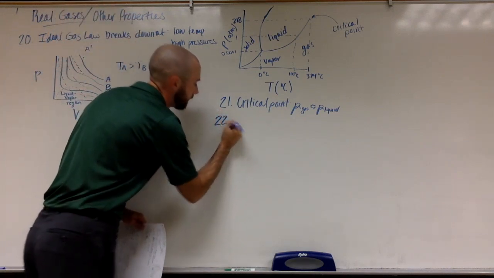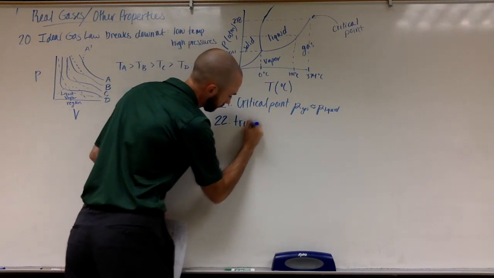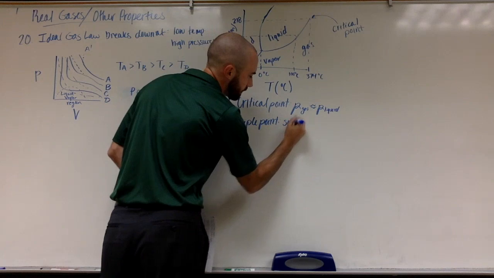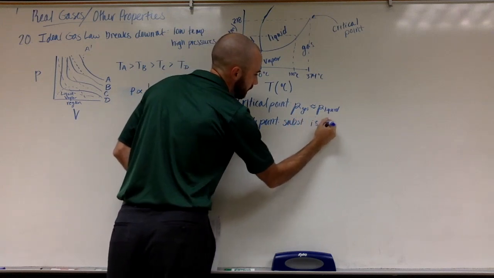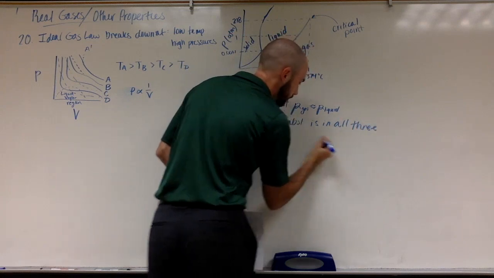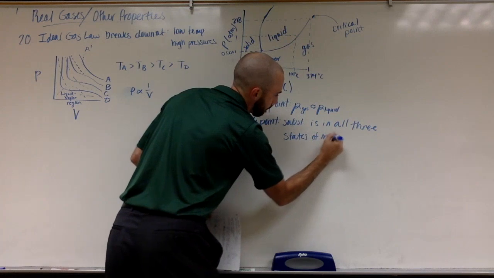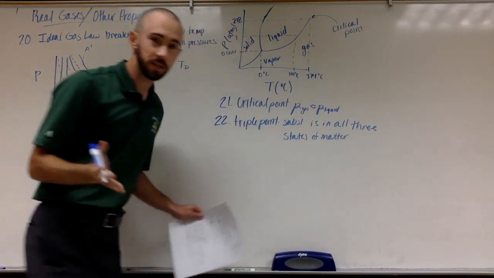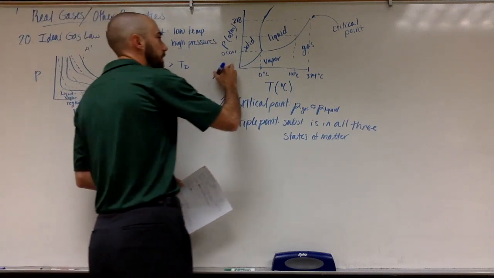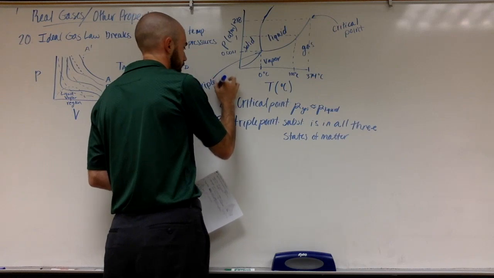The next one we have is the triple point. And this is where your substance is in all three, I know there are more, states of matter. Your normal states of matter that you talk about in like second and third grade. So on our chart here, this would be our triple point.